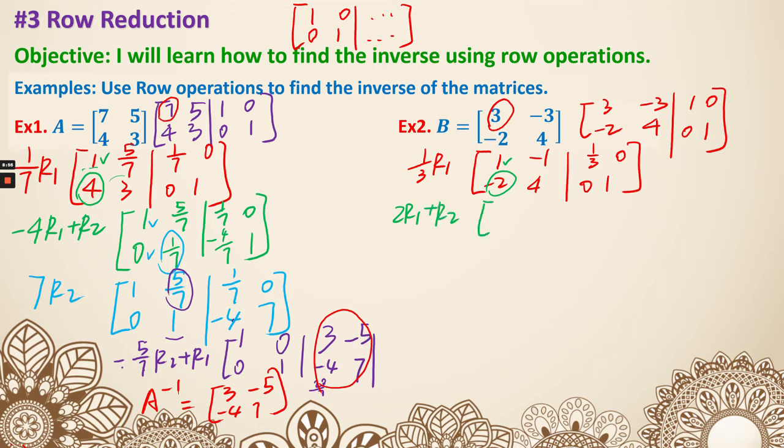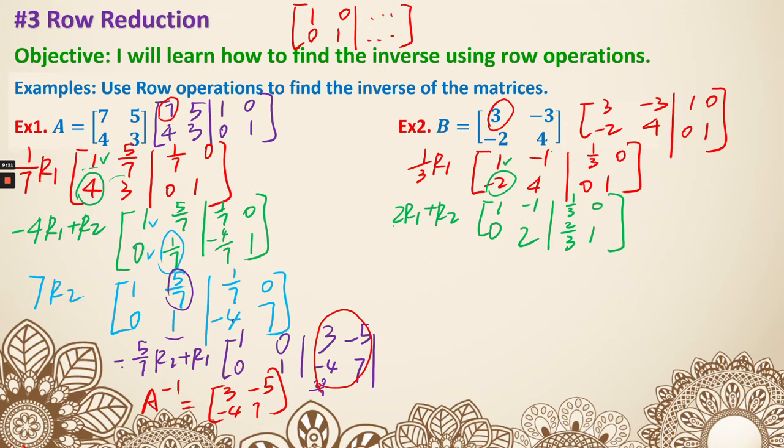So that means my first row is not changing: 1, -1, 1/3, 0. And the second row is going to be a 0. And the -1 times 2 is -2 plus 4 is a +2. 1/3 times 2 is 2/3 plus a 0 is 2/3. 0 times 2 is 0 plus a 1 is a 1.